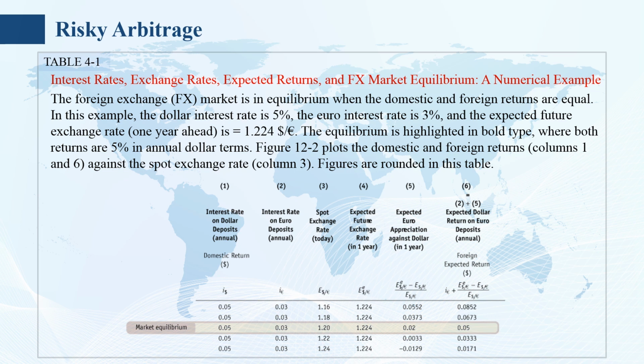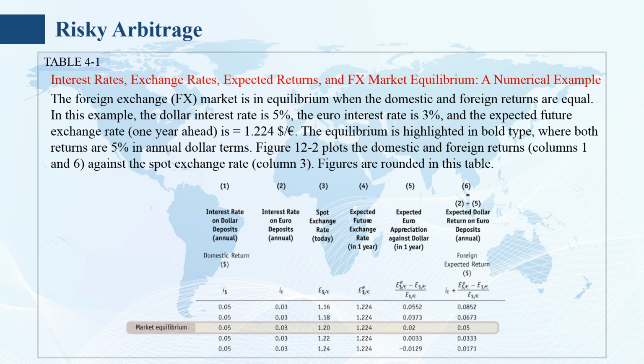Now examine Table 4.1 to see how, for various values of the spot exchange rate E, we can calculate the domestic rate of return and expected foreign rate of return in US dollars. Remember, foreign returns have two components. One due to the European interest rate i euros, and the other due to the expected rate of depreciation of the dollar. As shown in the table, the dollar interest rate is 5% in column 1. The euro interest rate is 3% in column 2.